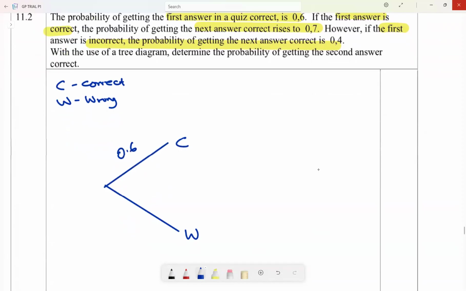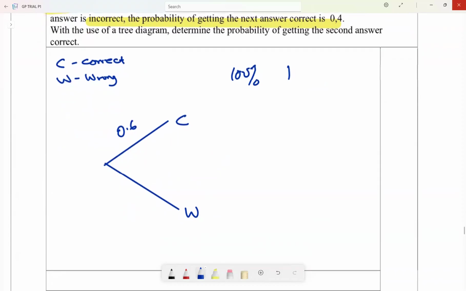So remember the sample space, or now the probability, should add up to 100%, or 1. Okay, 1. So if the chance of getting it correct is 0.6, what are the chances of getting it incorrect? It is 1 minus 0.6, which is 0.4. They won't tell you that, but you need to be aware of that. But now we know that getting the first one correct does not automatically mean the second one you're going to get correct. We need to see.